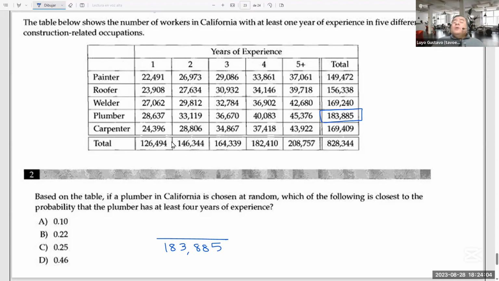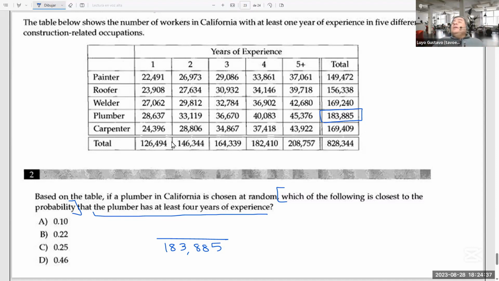Now, what about the target group? The target group is a little different. It says, which of the following is closest to the probability? So this is our pivot phrase. What comes after indicates the target group. The plumber has at least 4 years of experience. So we are hoping to choose plumbers that have at least 4 years of experience. What does it mean, at least 4? It means 4 or more than 4.